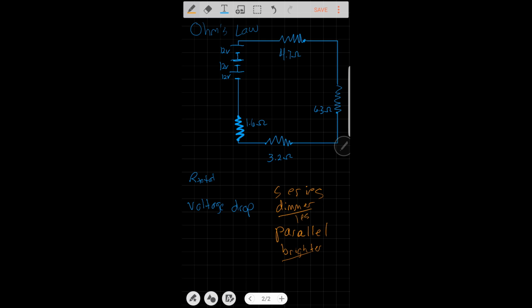So there are fewer volts to each specific resistor, while the parallel has equal volts to all resistors. That's a series. So those are some of the basics of parallel and series.